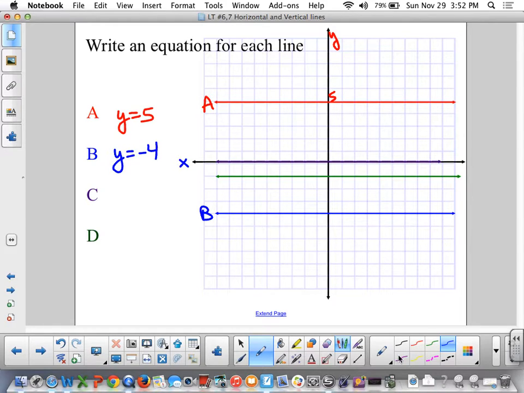C, you'll see that C is right on the x-axis, and that's when y is 0. So C is y equals 0. D is at negative 1. So it's y equals negative 1. Each of these equations for a horizontal line has y equals a number.